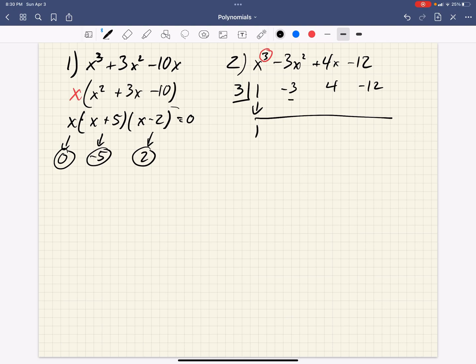3 times 1 is going to give me a 3. Negative 3 and 3 are going to give me 0. I'm going to take the 3 times the 0. It's going to give me 0. Okay, 4, 0, give me 4. 3 times 4 is 12. That's going to give me a 0. Guys, if it's a root, we should end up with this 0 remainder right here. Okay, we should end up with that 0 remainder.